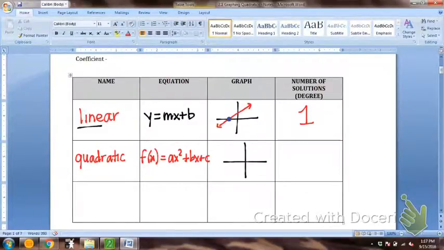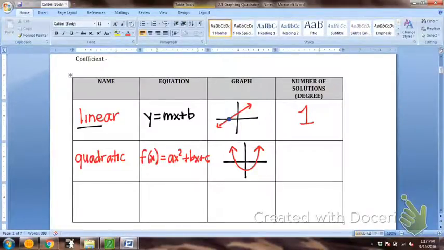Does anyone remember what the shape of a quadratic is? Yeah, a U shape. Does anyone remember what it's called? A parabola. I said parabola. Okay, so a parabola looks like this. Sometimes it goes upside down.